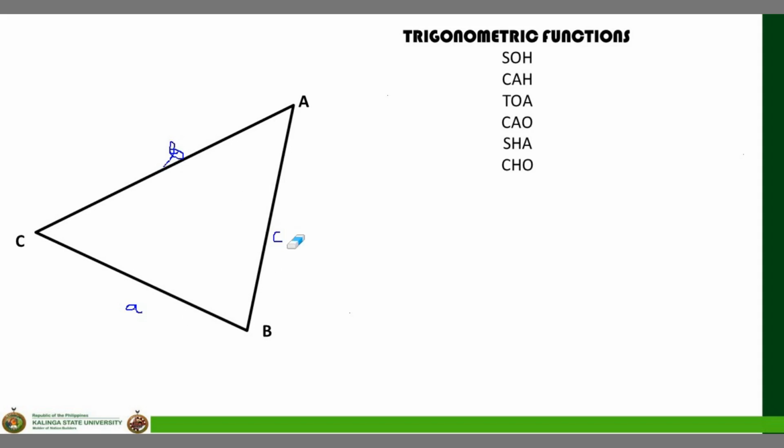Let's say side C is unknown, but the angles and the two other sides are given. What can I use to get side C? Again, you cannot use the trigonometric functions here, because those are for right triangles only.